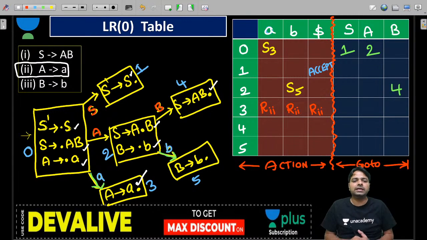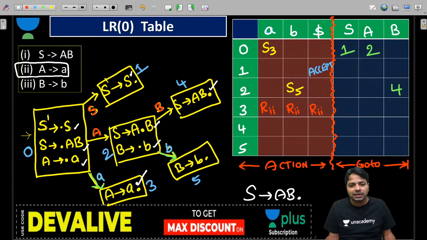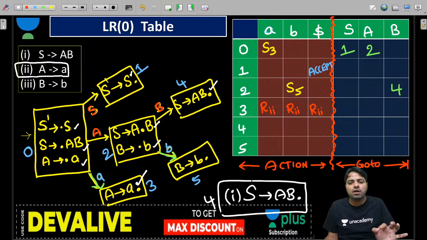Oh, this is also a reduced item. So that means again the same concept. This item is reduced. That item's production number is 1, and it is there in state 4. So row 4 we are going to write as R1. R1 can be used for the reduction.